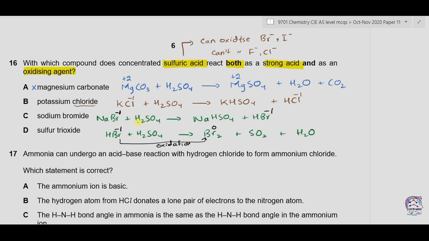So sulfuric acid is behaving as an acid and also as an oxidizing agent. So C could be correct. D is sulfur trioxide. Now sulfur trioxide is a gas and it can dissolve in concentrated sulfuric acid to form H2S2O7, which is called oleum or fuming sulfuric acid. So H2SO4 only behaves as a solvent in this case, so D is also incorrect. The correct option is therefore C.